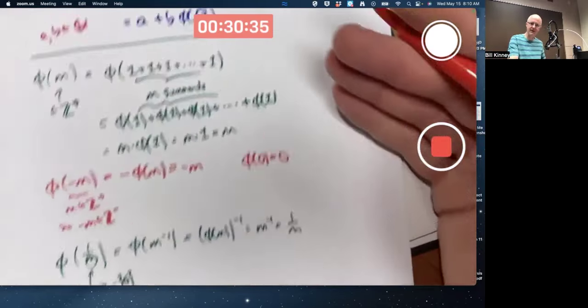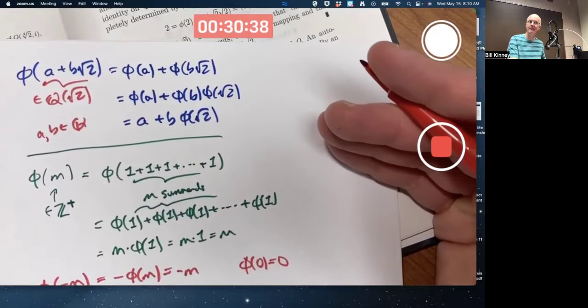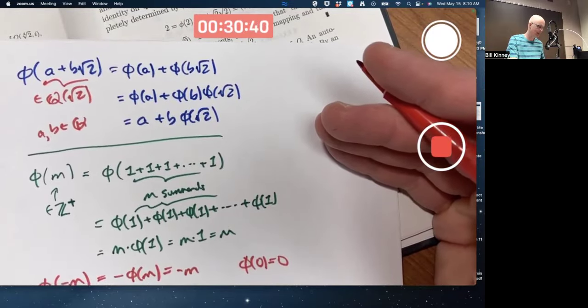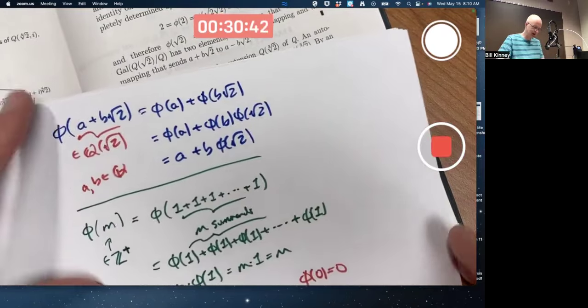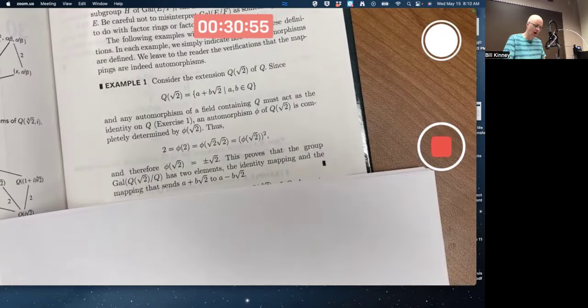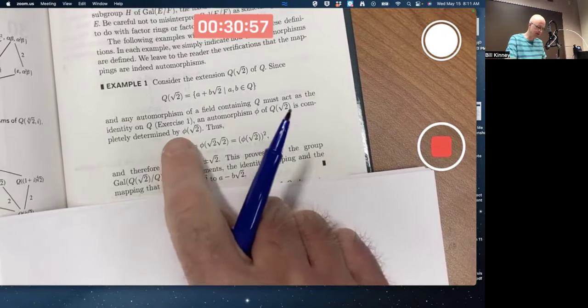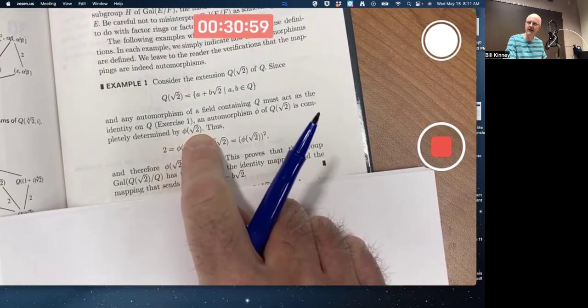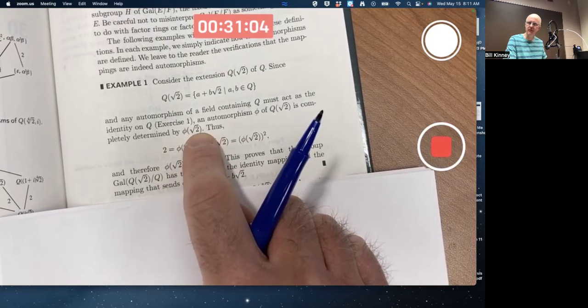This is at a level you should be able to do for the exam. Coming back to the example, we're not done with the example. Where are we so far? We are to the end of that sentence there. So it's completely determined by phi of root 2.